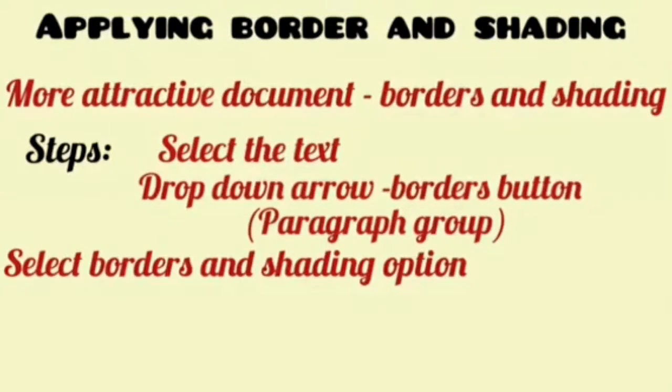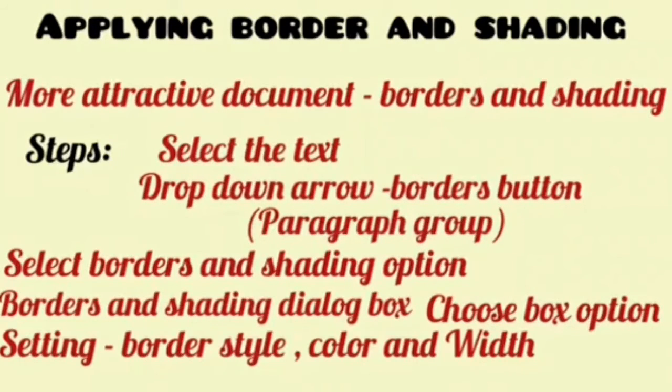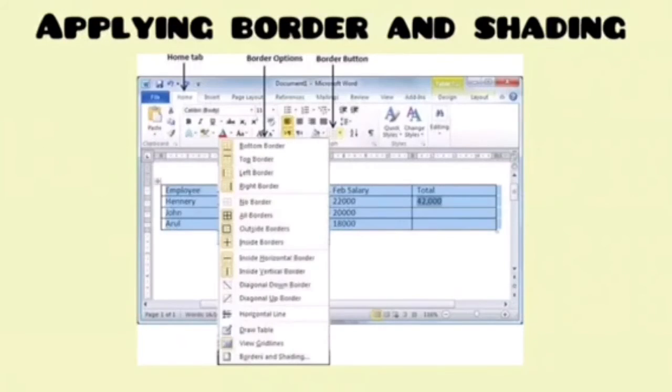First, you have to select the text. Once you select the text, you can find a borders button under the Paragraph group. There is a drop down arrow. Once you click on that, you will get many options. Among those options, you have to select the borders and shading option. Once you click on that, a borders and shading dialog box will appear. You will have many options. Here we have chosen the box option. Then under the setting, you can change the border style, color and width and click on OK.